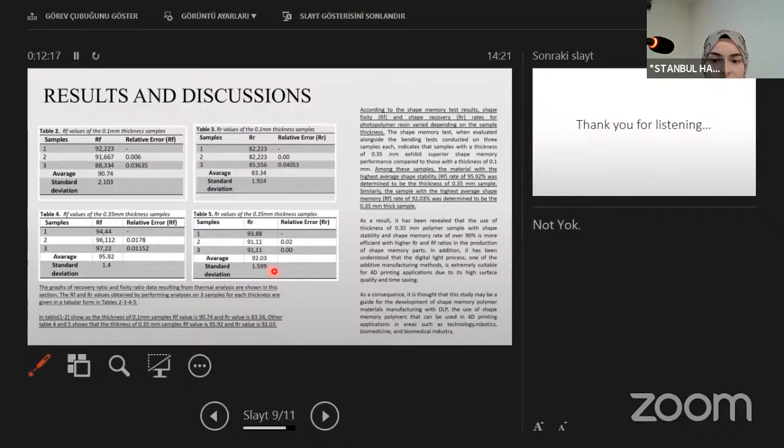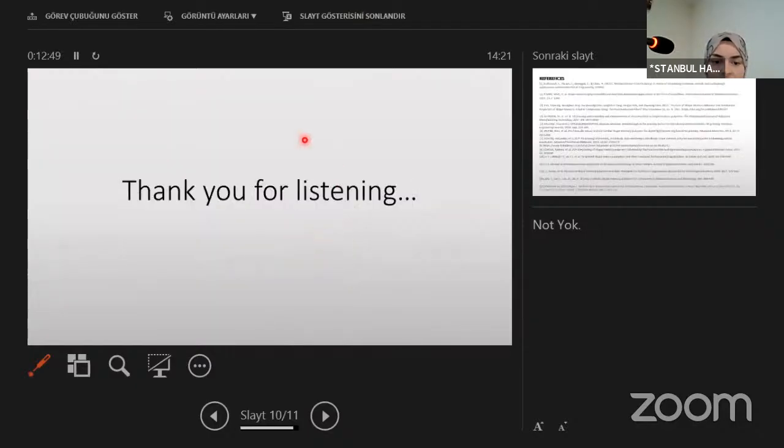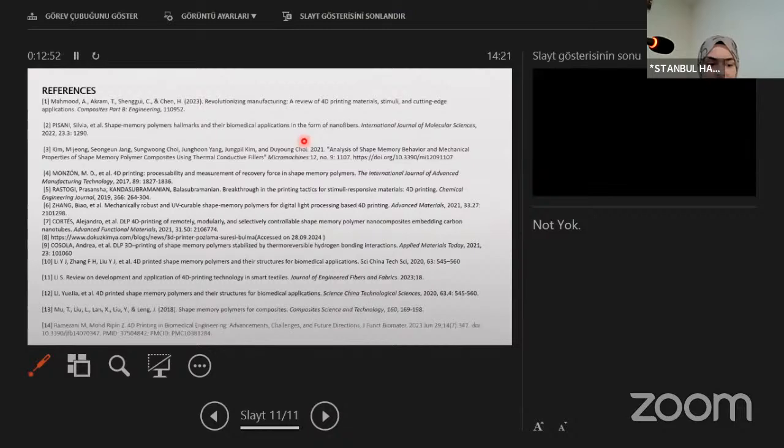In addition, it has been understood that digital light processing, one of the additive manufacturing methods, is extremely suitable for 4D printing applications due to its high surface quality and time saving. As a consequence, it is thought that this study may be a guide for the development of shape memory polymer materials manufactured with DLP, and for printing applications in areas such as technology, robotics, medicine, and the biomedical industry. Thank you for listening.